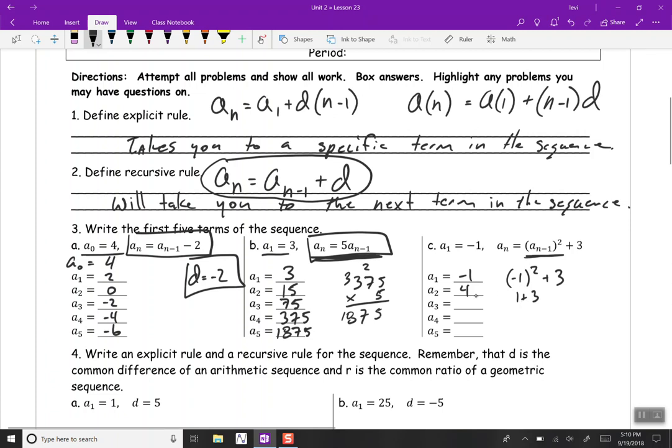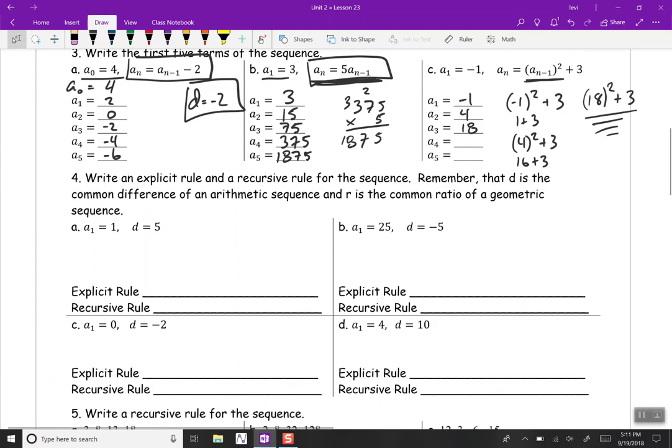And then we're going to say, okay, to get to our next term, we're going to take our previous term, which is 4, square it, and add 3. 4 squared is 16 plus 3 is 18. Next one, we're going to take our previous term, which is 18, and square it and add 3. 18 squared, you guys can do all that math. And then add 3 to it. And then take that number, square it, add 3 to it, and you'll get this other number.